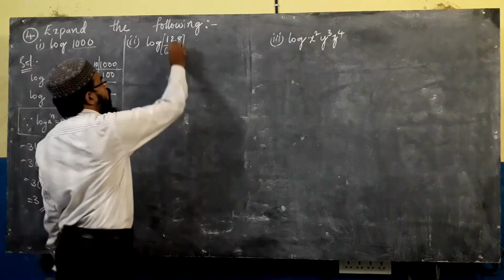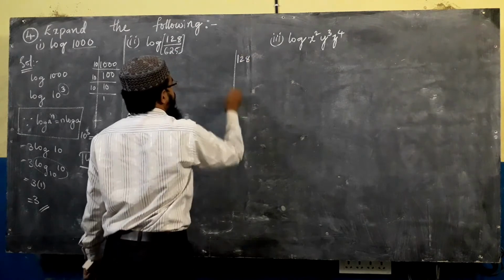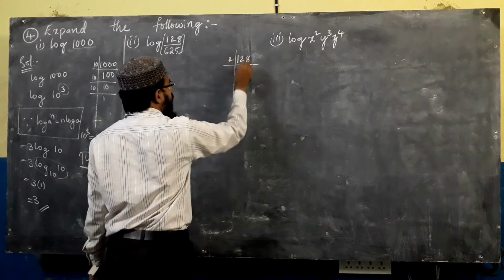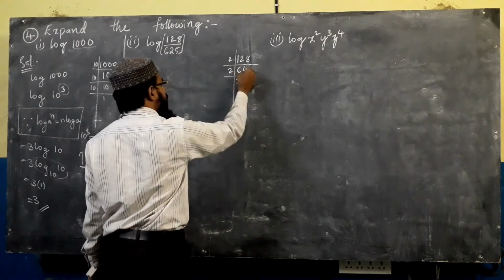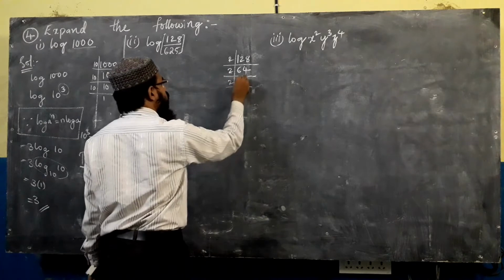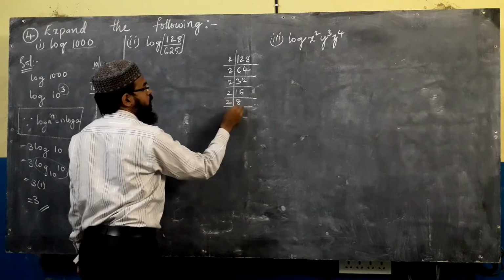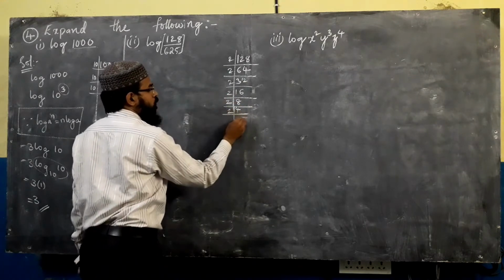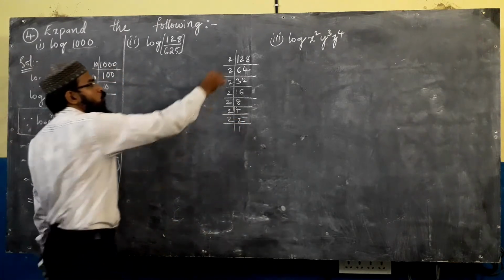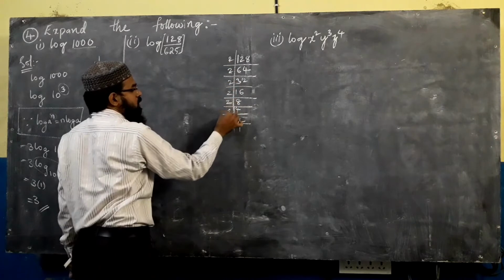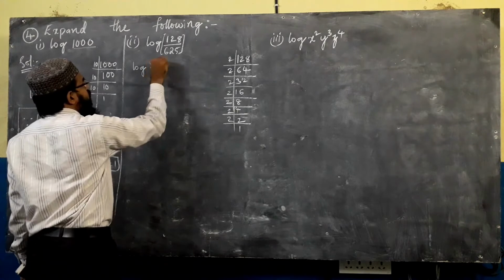Next is 128 by 625. Let us take out the factors of 128. 2 6 are 12, 2 4 are 8, 2 3 are 6, 2 2 are 4, 2 1 are 2. So how many 2's we have got? 1, 2, 3, 4, 5, 6, 7. So we can write log 2 to the power of 7.